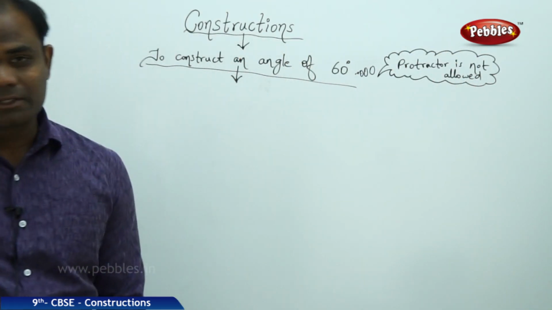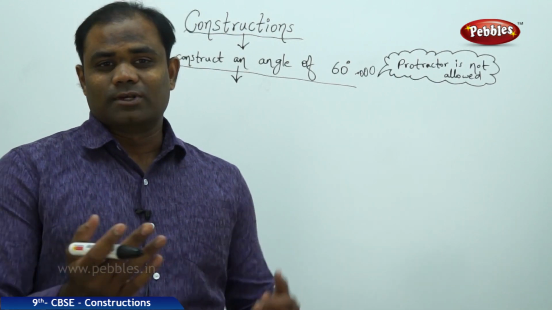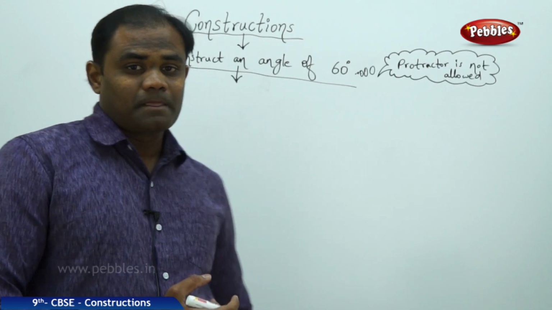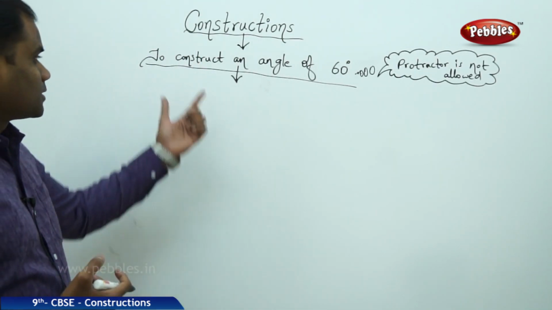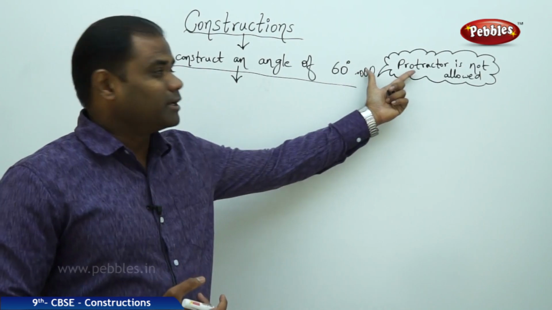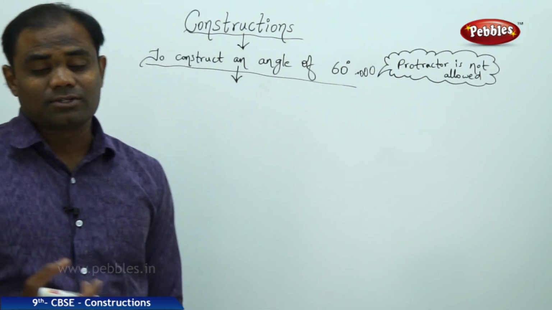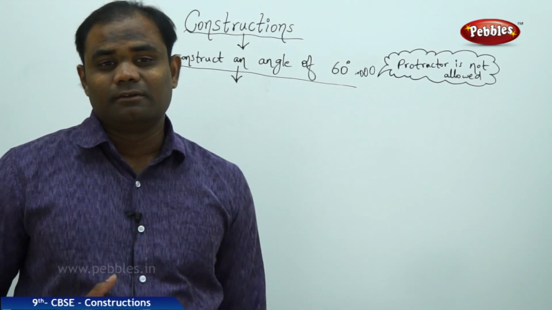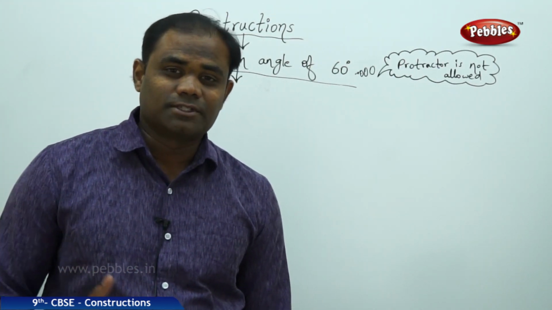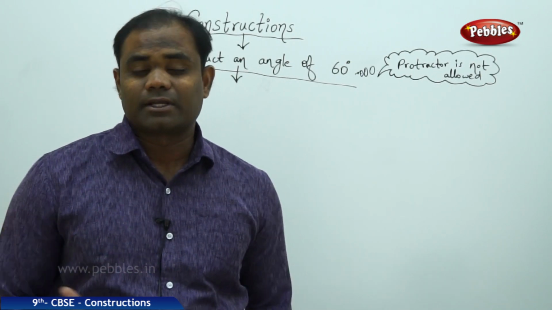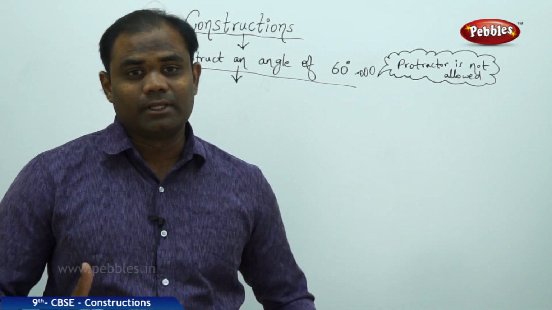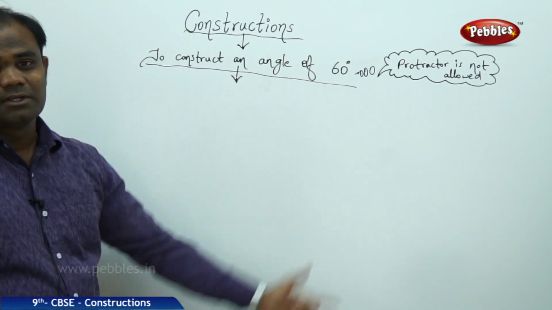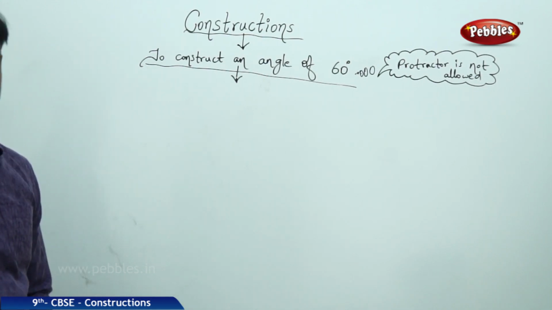If we have a protractor, we can directly construct, because in a protractor we have the 60-degree angle which can be identified. But this session we are going to construct an angle of 60 degrees. More interestingly, protractor is not allowed. That means without the help of the tool called protractor, we will try to construct an angle of 60 degrees using strictly the construction properties, proudly in mathematics.